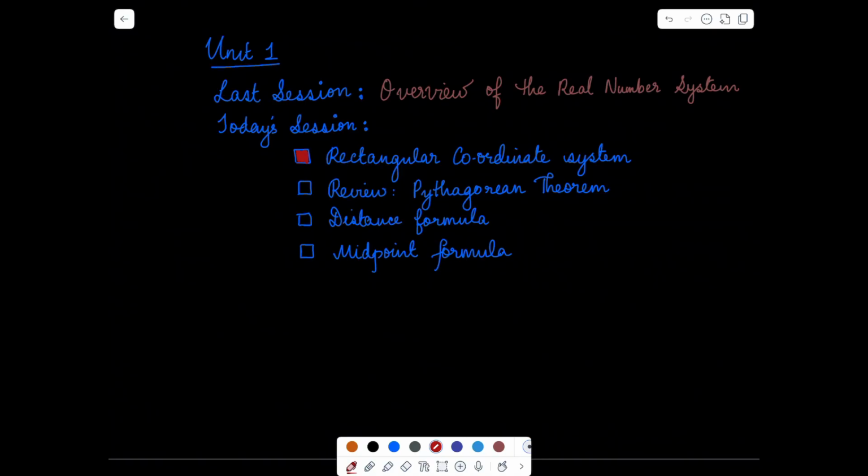We then do a brief review of the Pythagorean theorem and then use it to derive the formula for calculating the distance between any 2 points on the rectangular coordinate system. We conclude this session by learning how to find the middle point between any 2 points in the rectangular coordinate system. Let's delve right in.